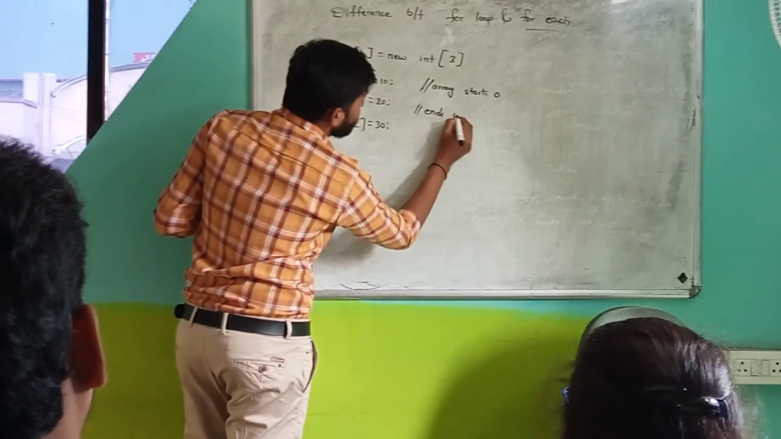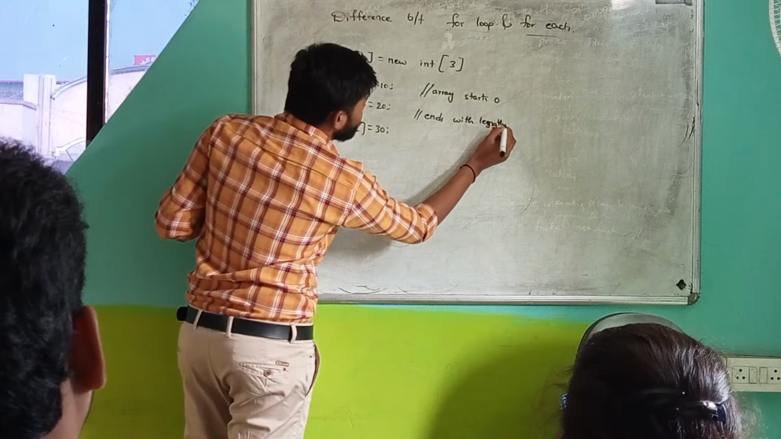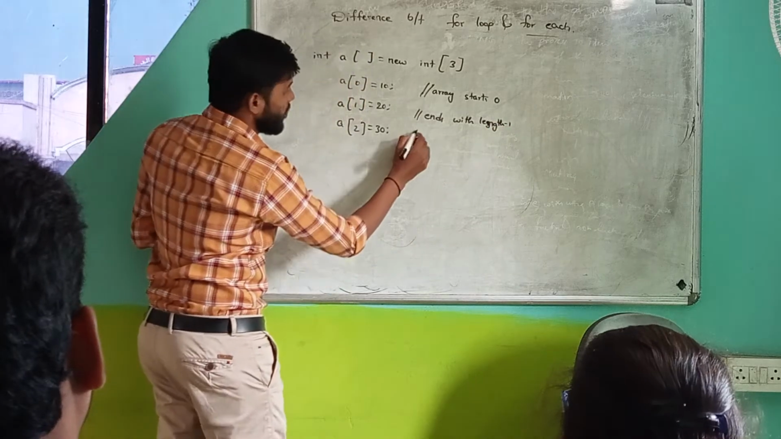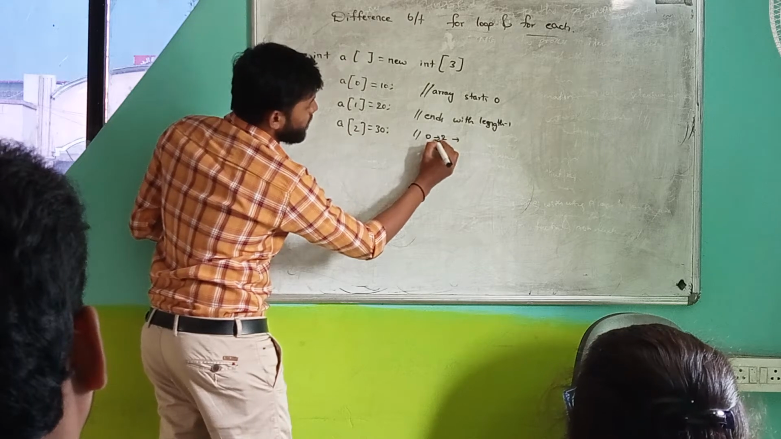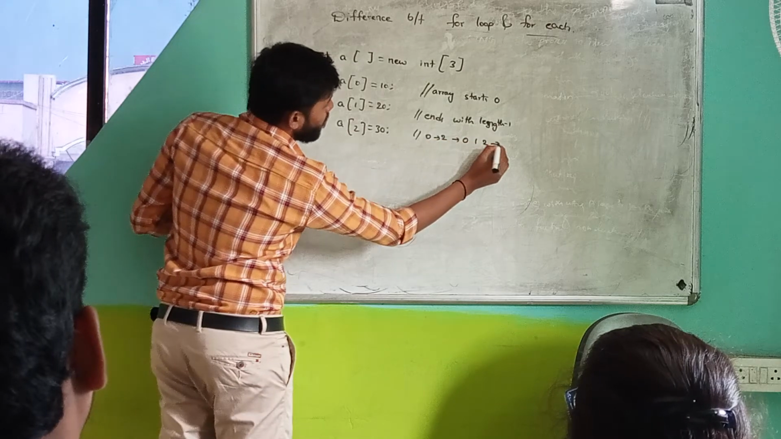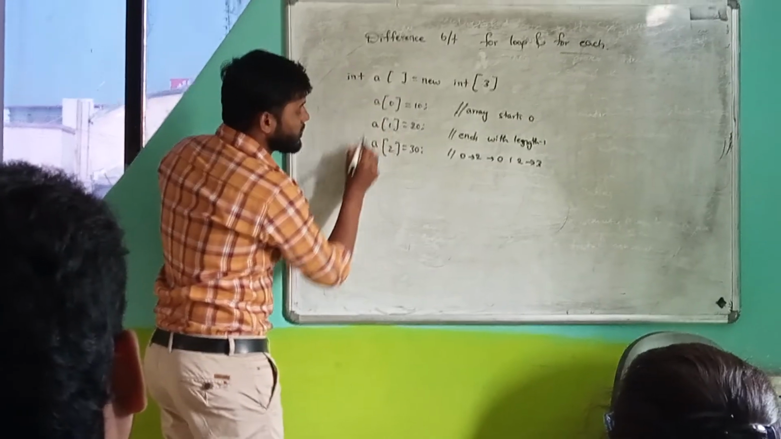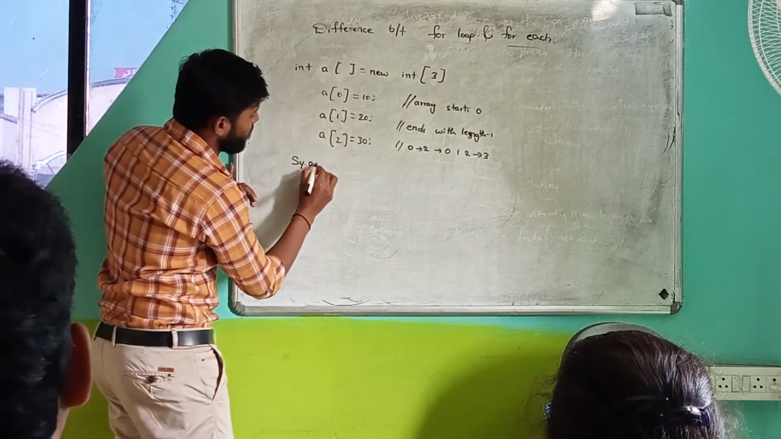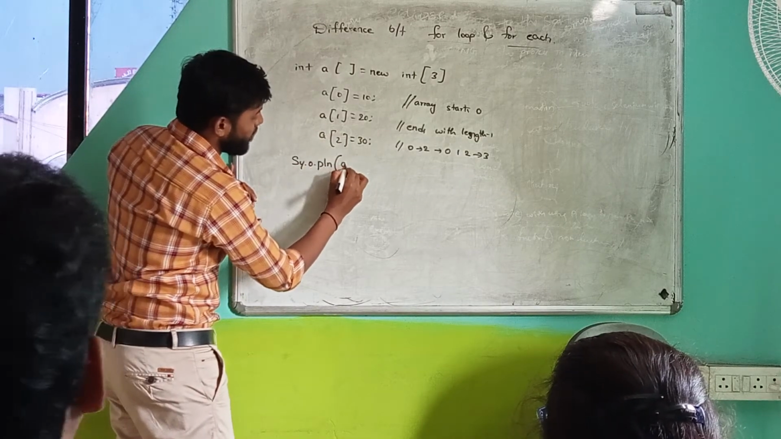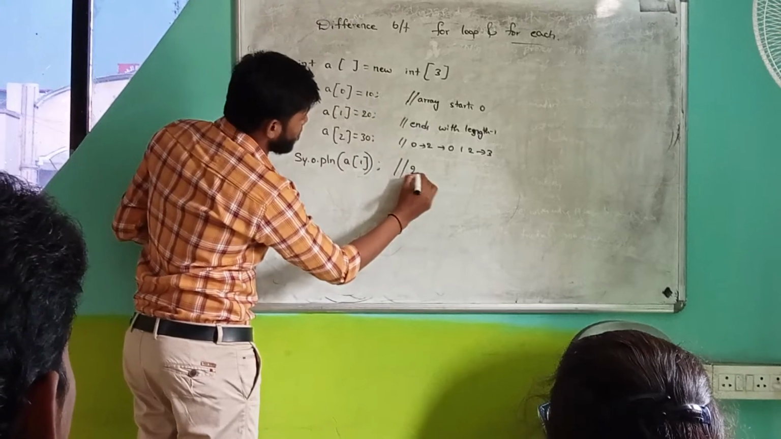and end with length minus 1. That's why we started from 0 and ended with 2. This is nothing but a 0, 1, 2. We got a total of 3 data. Now if I need a single data, I can call it with the index value, like system.out.println a of 1. When I call this a of 1, I get the output as 20.